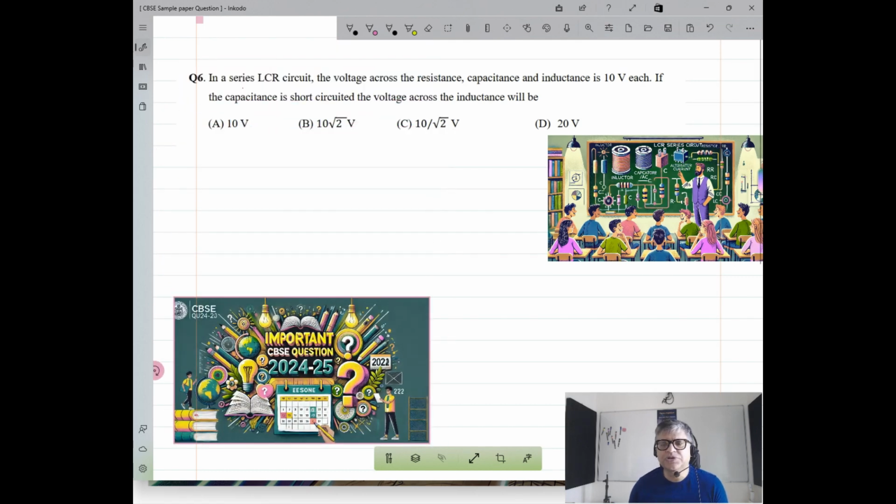Now the question says it's a series LCR circuit. The voltage across the resistance, capacitance and inductance is 10 volt. So it's an LCR circuit and we are already given the voltage across each of the elements. The capacitance is now short circuited. Now this part is something which students will find slightly complicated to understand, right? But let's understand what's happening.